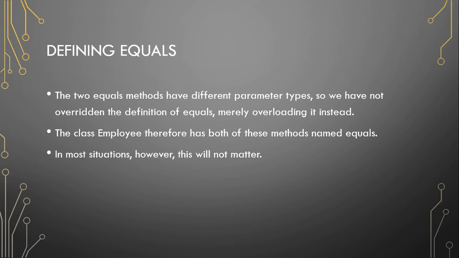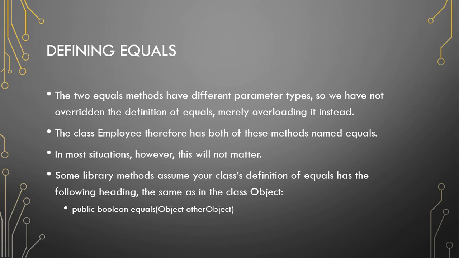In most situations, this is not going to matter, even though we have two different equals methods: you have the Object one, and you have the Employee one. There are a couple of situations where it would matter, but for most scenarios, it won't. Now, some library methods assume that you're going to be using your class's definition of equals, which has the same heading as the class Object: public boolean equals(Object otherObject).